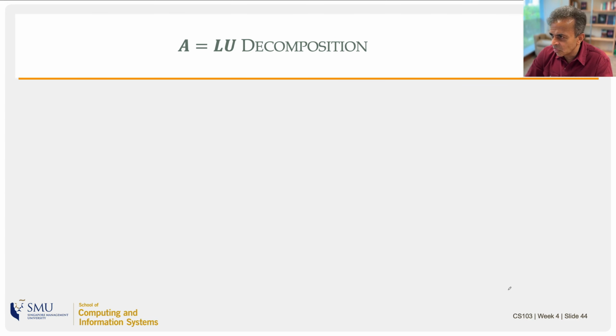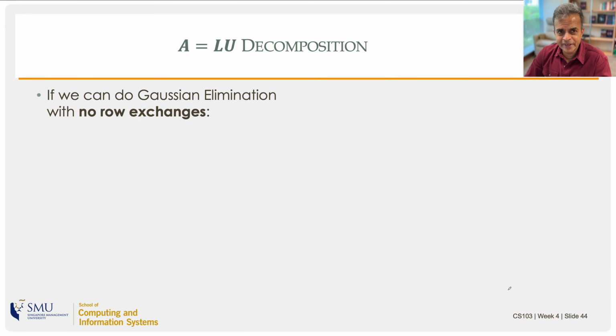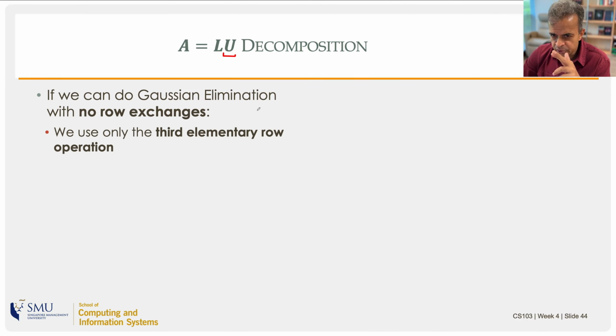Now, with those things in our arsenal, we are ready to look at what we call the LU decomposition. If we can do Gaussian elimination with no row exchanges, then the decomposition is A equal to LU, meaning it's just 2 matrices multiplying. We saw that the REF is already U, and then we just have to know what L is. So we are not doing any kind of row exchanges, and we never did any kind of row scaling. So we're using only the third elementary operator.